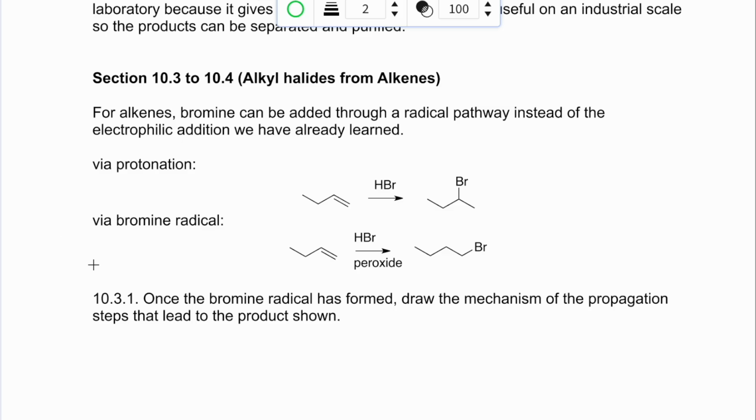A more selective, more useful way to make halogenated alkanes, haloalkanes, in the laboratory is to react a halogen with an alkene. We've already seen this last semester. I believe it was chapter 6. We were looking at electrophilic addition of alkenes to something like HBr to get the bromine onto the chain.